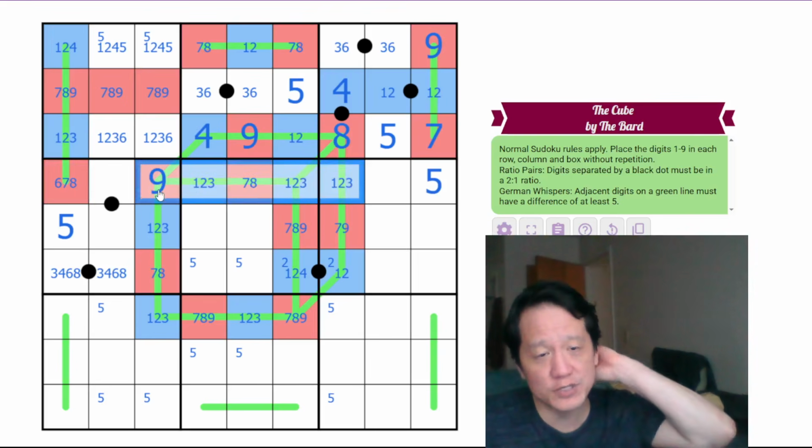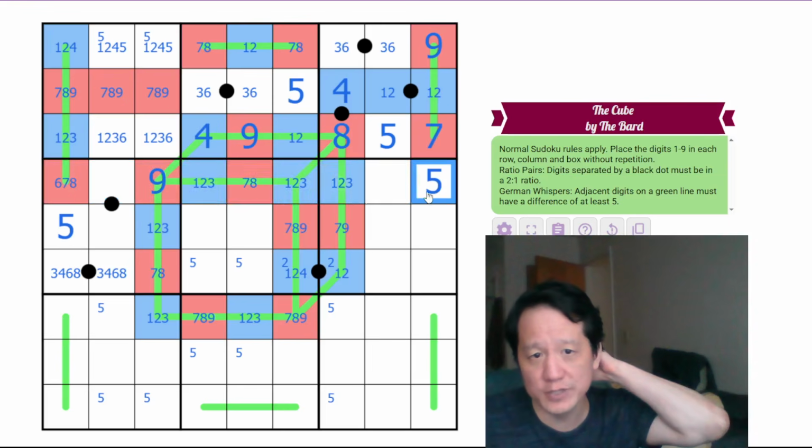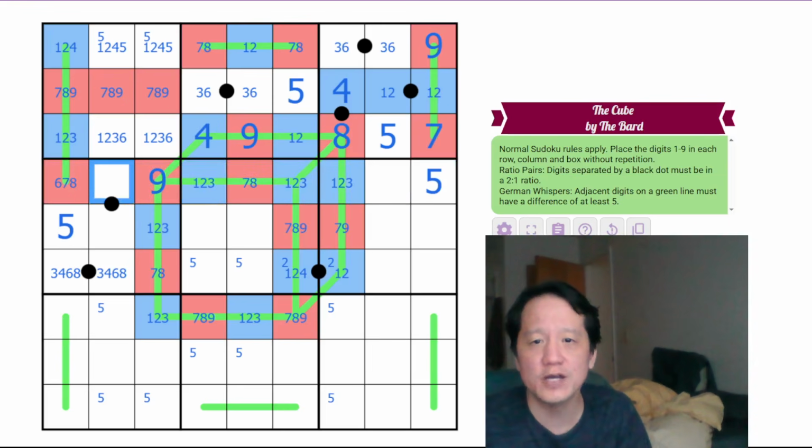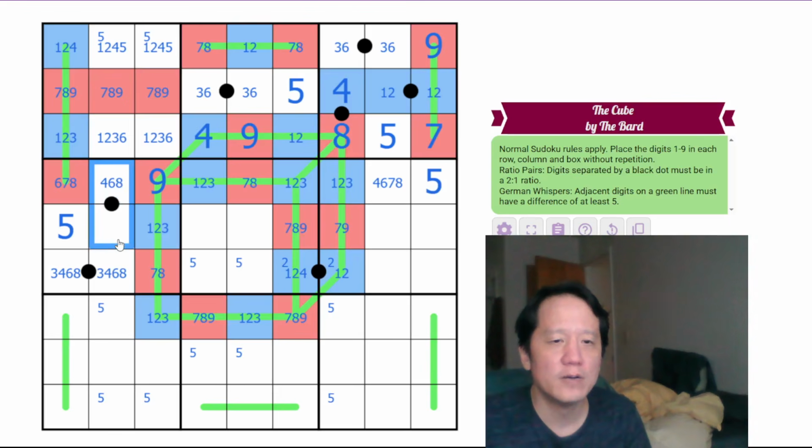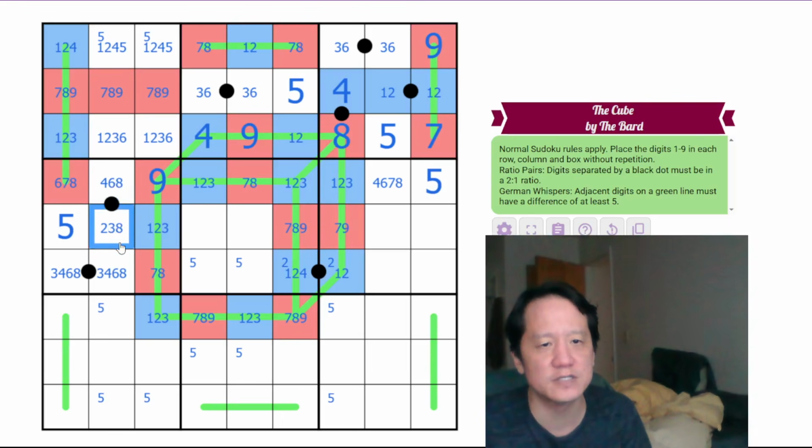We have 1, 2, 3 as a triplet in row 4, which eliminates 1, 2, 3 in the rest of the row. So that leaves us 4, 6, 7, 8, 4, 6, 7, 8. 7 cannot be next to a black Kropke dot. If this is 4, this would have to be 2 or 8. If this is 6, this is 3. If this is 8, this is 4.